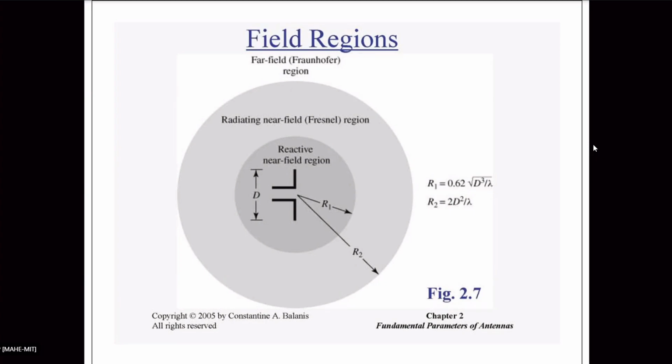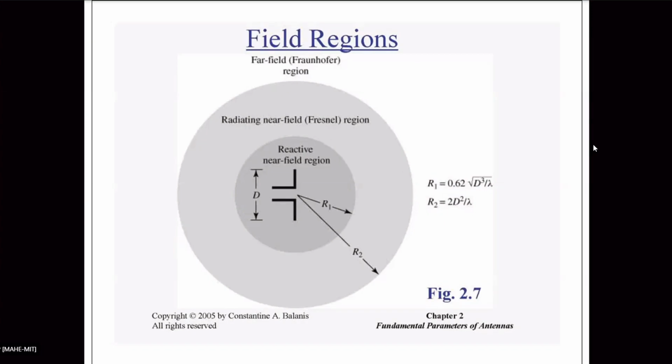Around the antenna, the space is divided into three regions. The innermost region is called the near field region, within a sphere of radius R1. The region between R1 and R2 is the Fresnel region, the radiating near field region. Beyond R2, it is the far field region or Fraunhofer region. R1 is equal to 0.62 times the square root of D cubed by lambda, and R2 is 2D squared by lambda.